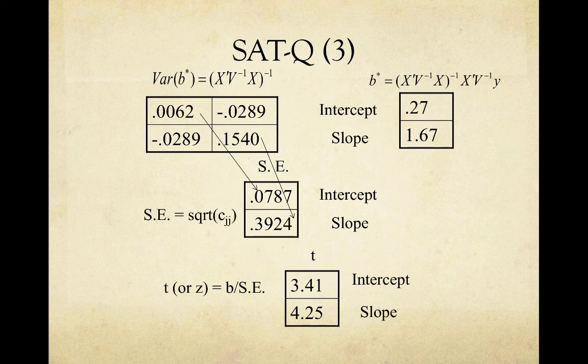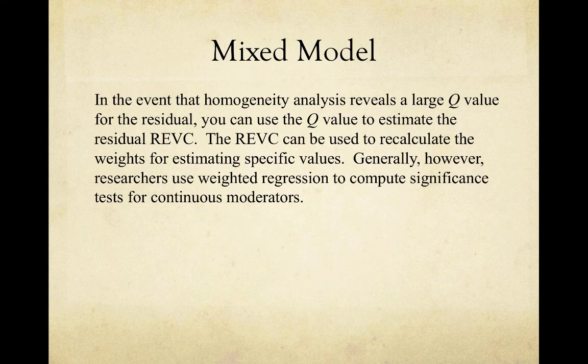Okay, so we were estimating our slope and intercept. That is our line that relates the percentage of SAT quant to the freshman GPA, and the regression equation is 0.27 plus 1.67 times percentage of quant, and we can see that we've got values of t that look pretty good for a significance test. Okay, so that's sort of a fixed effects analysis.